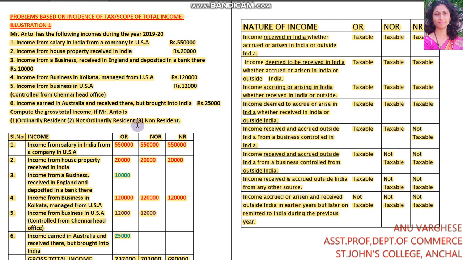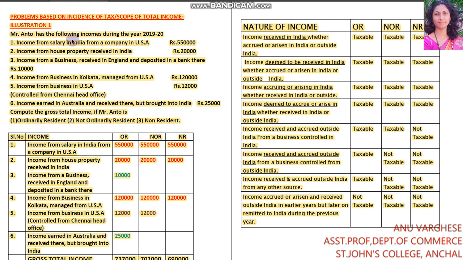Dear students, we have already discussed the theoretical framework of scope of total income or incidence of tax. In that, we have learned that residential status is very important in determining tax liability because incidence of tax is different on assessees of different residential status. Today, we are going to do a practical problem based on that. So let us read the question.